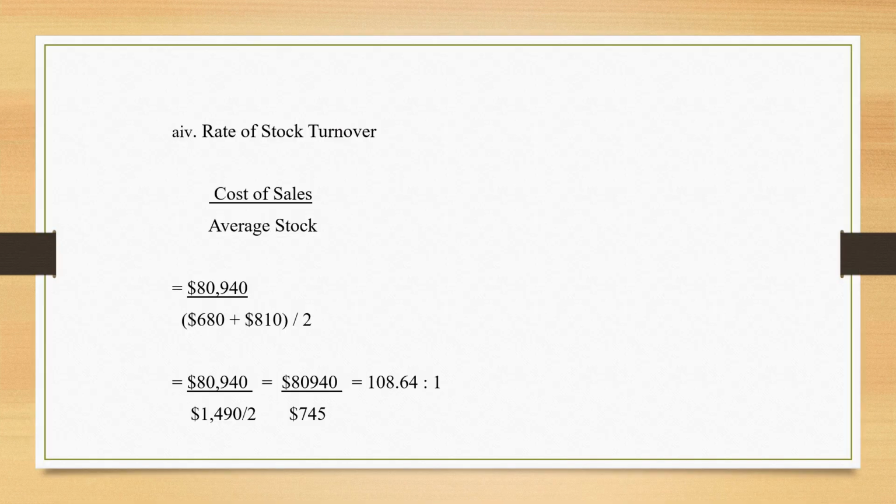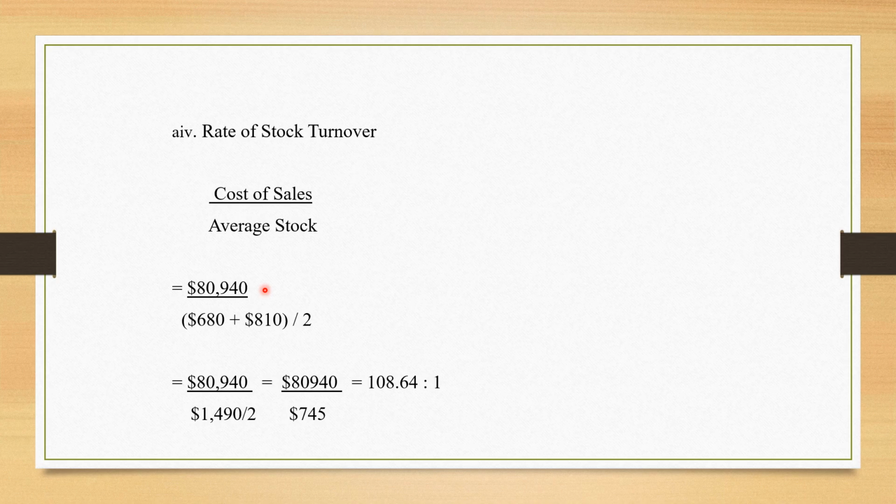So the formula for the rate of stock turnover is cost of sales divided by average stock. Rate of stock turnover is an efficiency ratio. We looked at liquidity ratios, which were the current ratio and the quick or acid test ratio. We looked also at the profitability ratio, which was the return on capital invested, also called the return on capital employed.